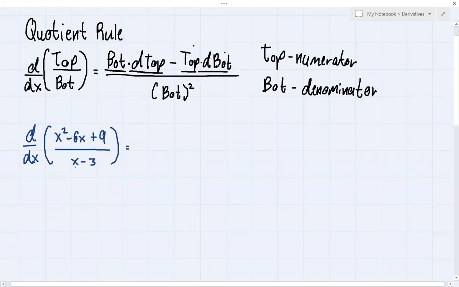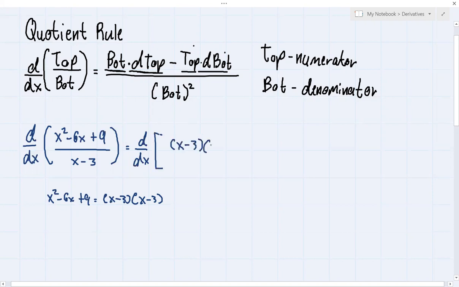Remember, if you're going to take a look at this one carefully, itong si x squared minus 6x plus 9, ang factored form nito ay quantity x minus 3 times quantity x minus 3. That is the factored form of x squared minus 6x plus 9. Okay? So this would be the derivative of x minus 3 times x minus 3 all over x minus 3. Okay?